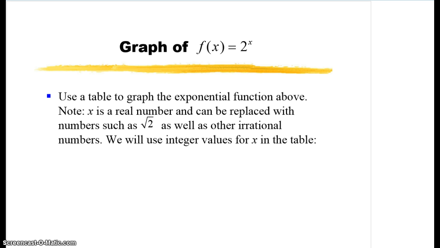Okay, why don't we take a look at graphing this exponential function, 2 to the x. How can we do it? Well, one way to do it is the way we graph functions earlier in this chapter. That's to use a table, right? So x here is a real number, right? Remember, the domain of these exponential functions is the set of real numbers. So x is a real number that you could replace with the square root of 2, pi, any other irrational number if you want, because it's a real number. We'll use integer values to make life easier for x in our table.